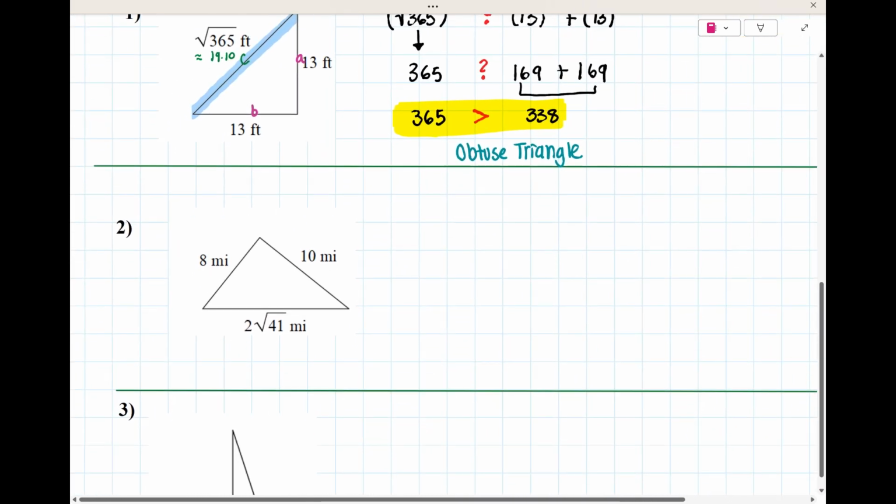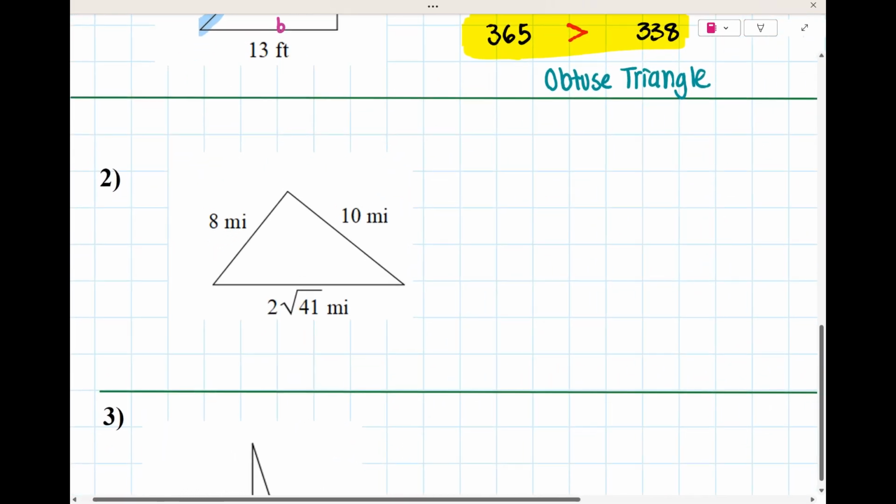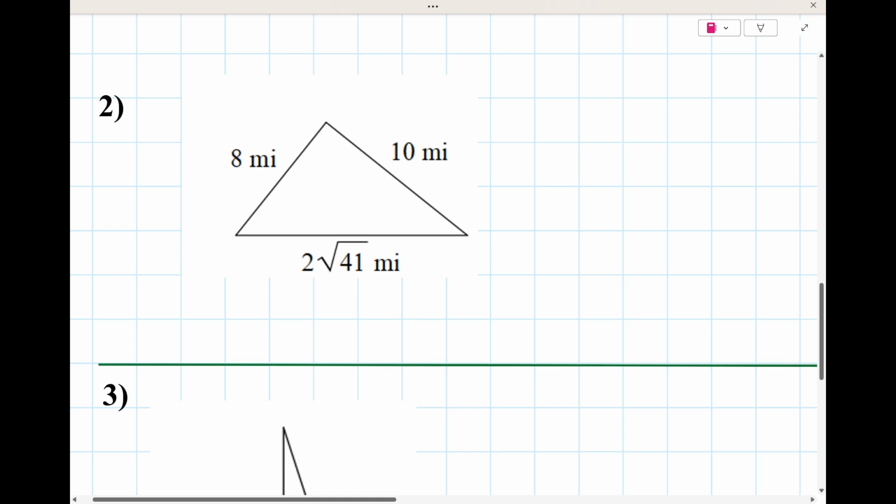All right, again, we're going to repeat the strategy here. This looks like a right triangle. We're going to determine if it is or not. First thing is identifying which side is the longest. And we have radicals involved, like that side that I highlighted. We're going to approximate it with a decimal so that it's easier to compare it to the other sides.